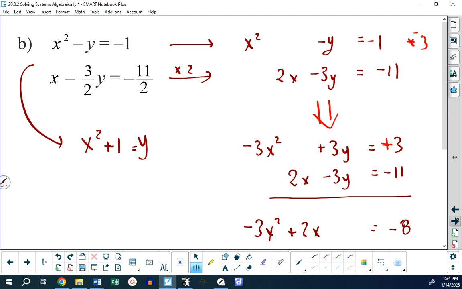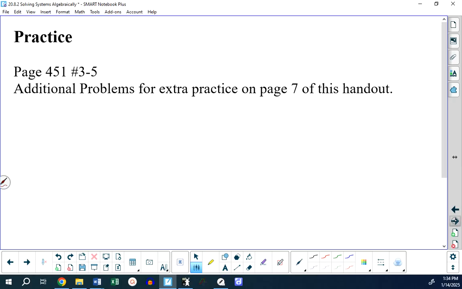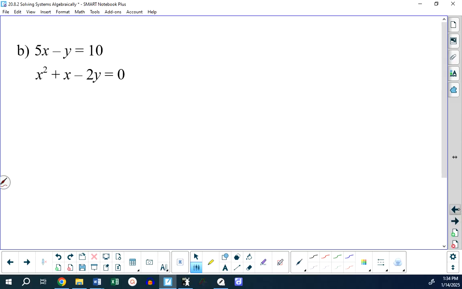Here, I don't really like the idea of substitution unless we get here first. Then I would use the top equation. But if this was a 7, you're not going to use substitution. You'd use elimination for sure. Right? But let's take a look at the last one. We are asked to use substitution here. The first equation can be written as y equals 5x minus 10.